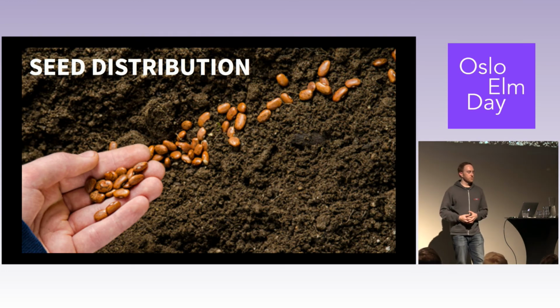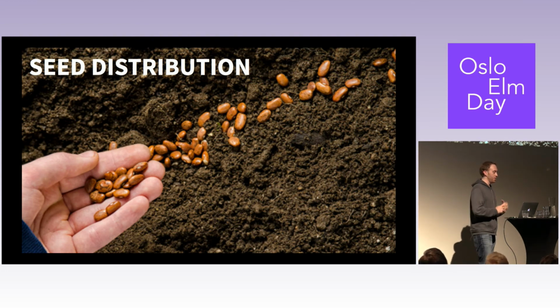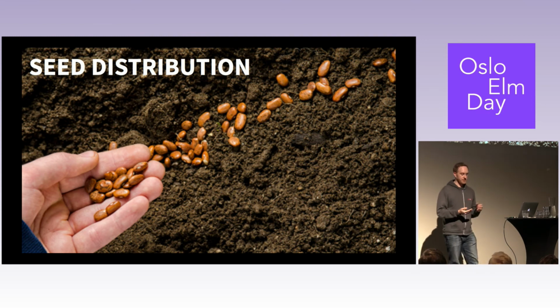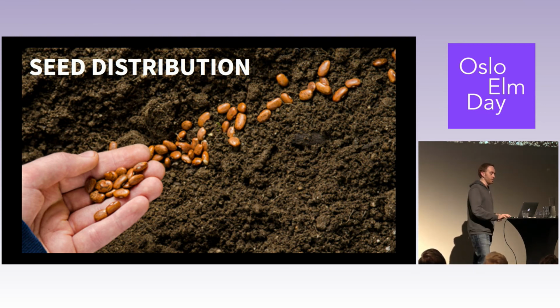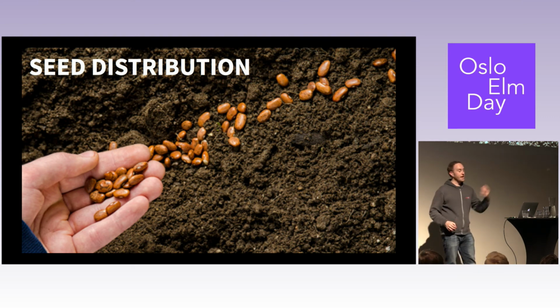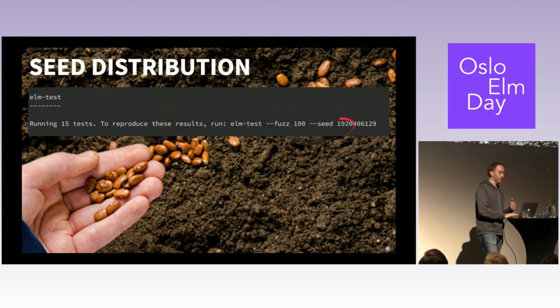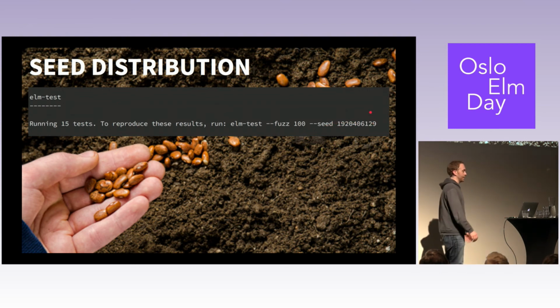So seed distribution was the solution that solved at least those first two, of wanting to be able to run tests in parallel, including fuzz tests, and of wanting fuzz tests to be reproducible. So basically, this is what enabled us to end up having this thing right here, this seed argument that comes into the CLI.